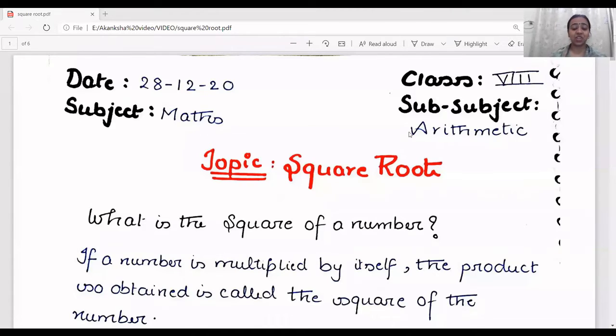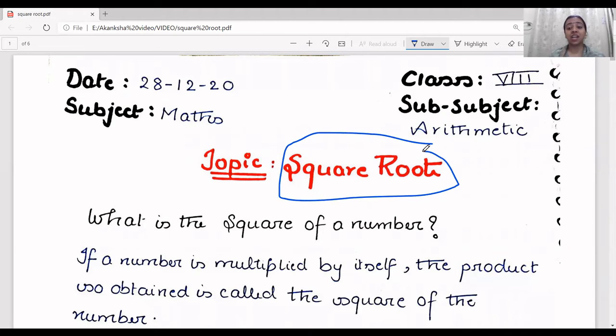Hey friends, this is Akanksha and we're going to study square root today. Our main focus is going to be how to find square roots. So let's begin with what is a square. Since the word square root has the word square in it, which we have already studied, let me do a recap of what a square is.